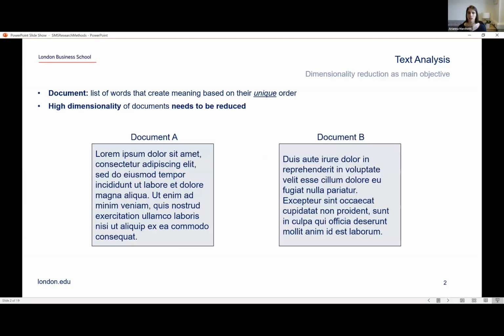They're highly dimensional. So if we look at these two documents here, A and B, we know that they are different. We can immediately capture it, but what we want to understand is how they're different. And so basically what we want to do is go from all this information to something that is much more parsimonious, that we can process and put into some constructs of interest for us.